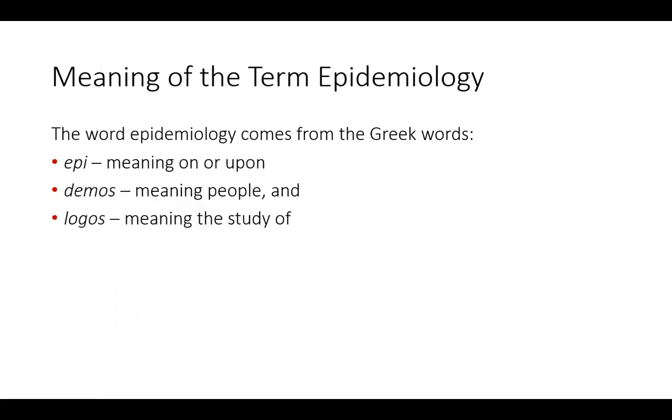We'll start with the meaning of the term epidemiology. What do you mean by the term epidemiology? The word epidemiology is of Greek origin. It comes from 3 Greek words. The first is epi. Epi means on or upon. If any of you have worked in a laboratory, you must have come across a fluorescence microscope. Have you ever come across a fluorescence microscope? Any of you? Yes or no?